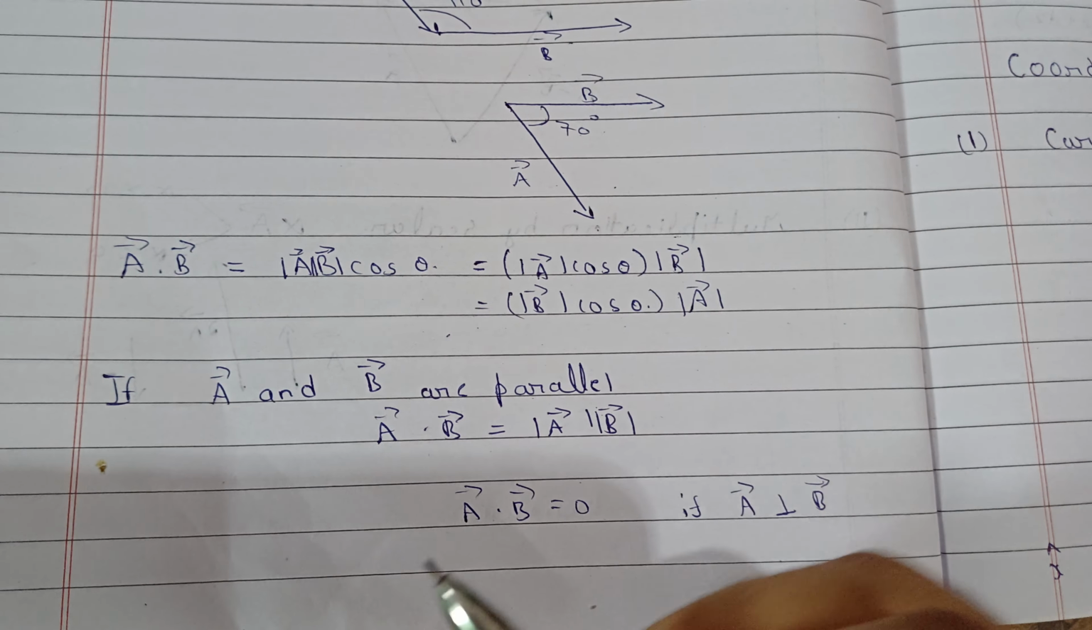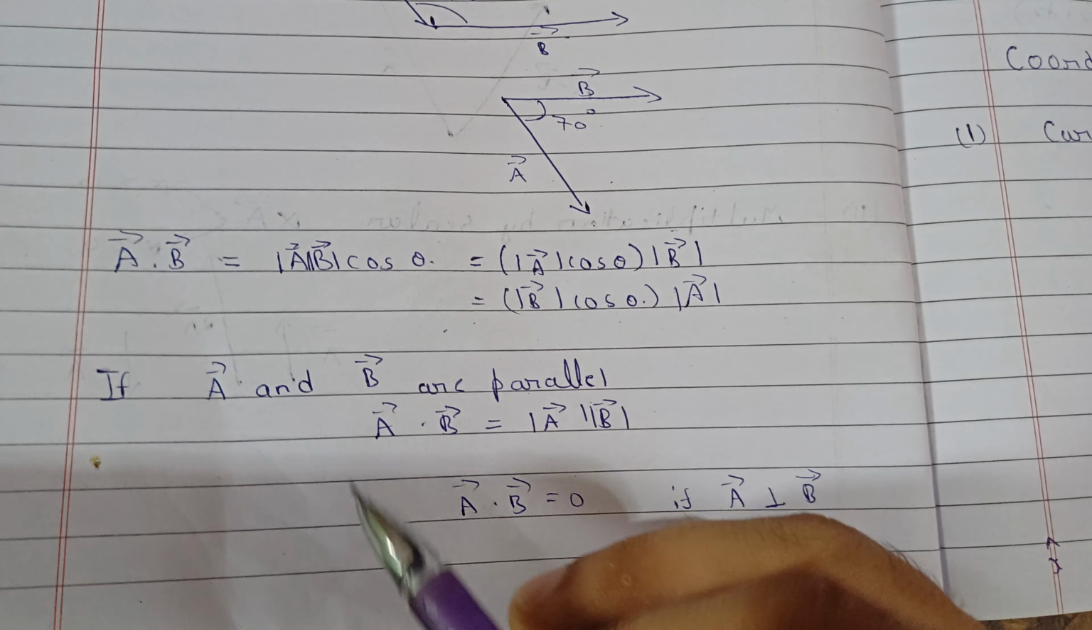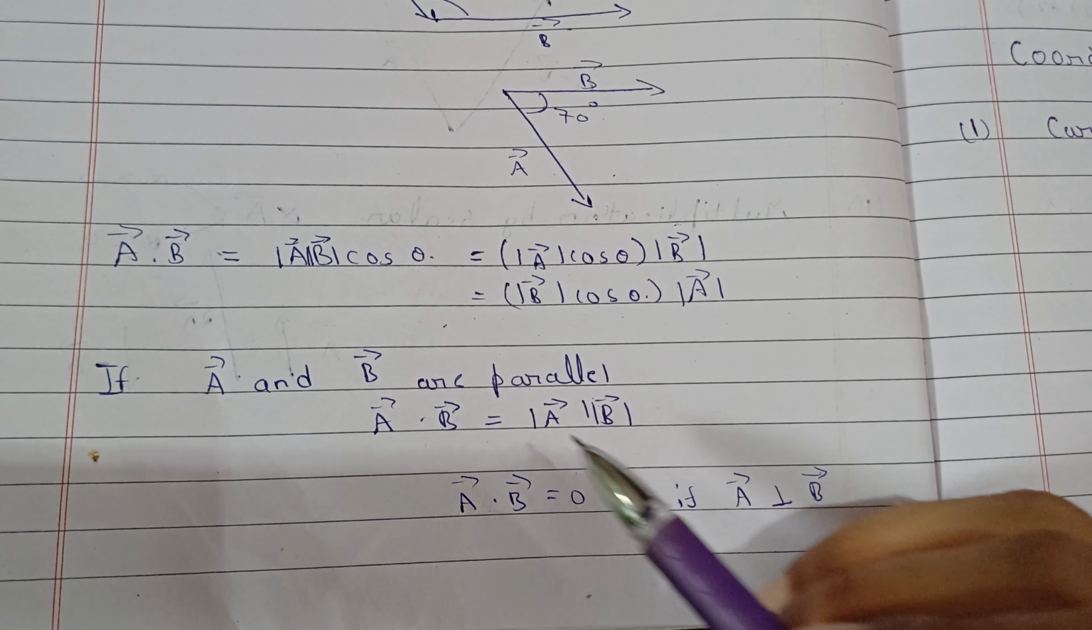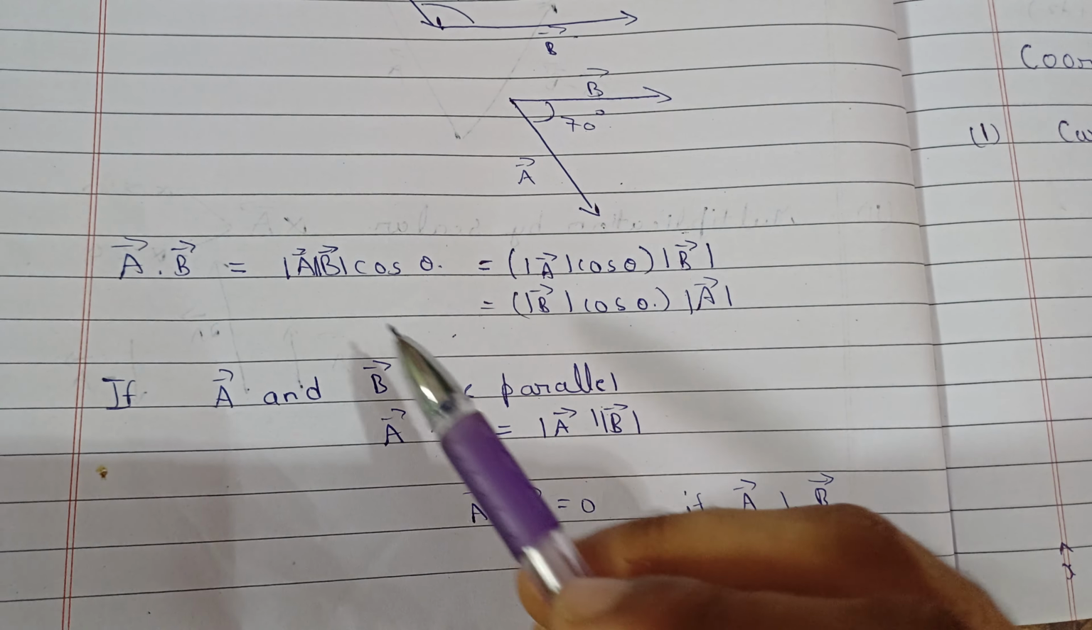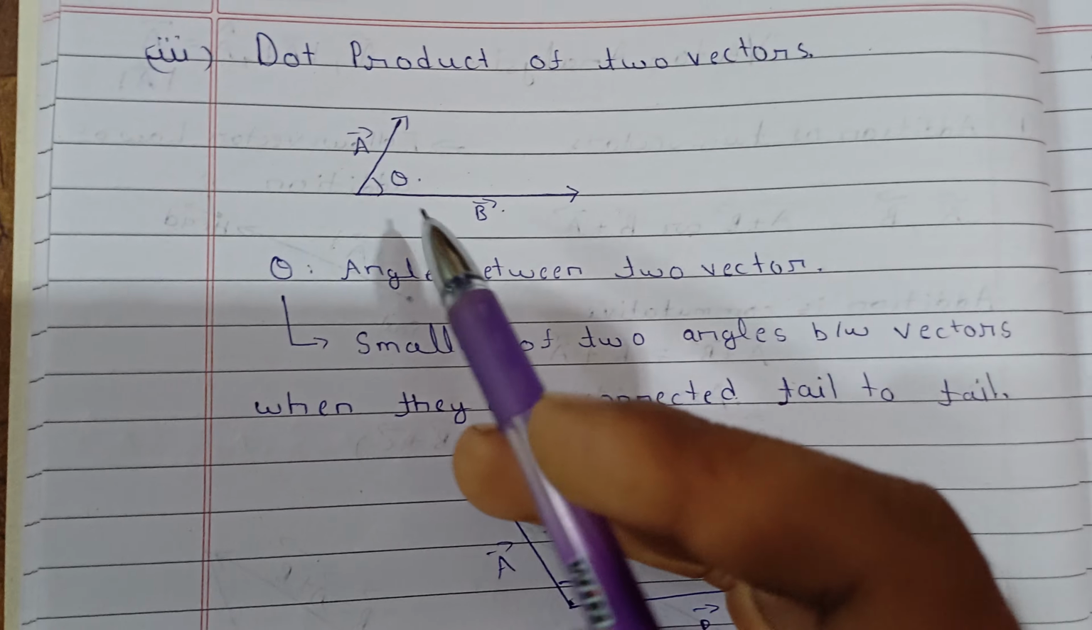Now this is your dot product. If A and B are parallel, then theta will be 0, so A dot B will be A magnitude times B magnitude, and when theta is 90 between these two vectors, the dot product will be 0. You can just visualize this also.